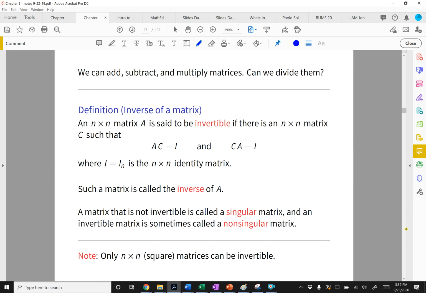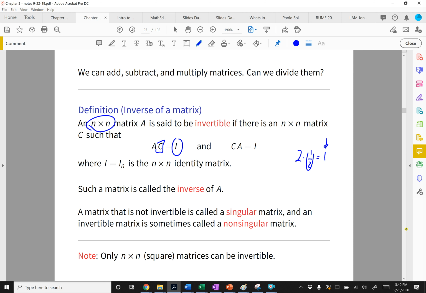So to begin with, the definition of an inverse of a matrix is a matrix that you can multiply by another matrix to get the identity matrix. So think of multiplicative inverse. If we have the number 2, the multiplicative inverse is 1/2 because it's the number we multiply by 2 to get 1. So these two are multiplicative inverses of each other. You can multiply the inverse on either side.